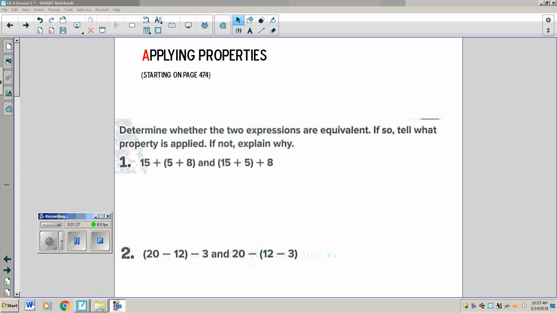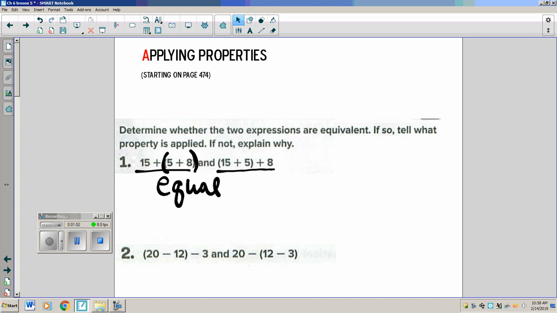Now get your textbook, turn to page 474. It looks a little different. I just copied these out of there. So number 1, determine whether the two expressions are equivalent. If so, tell what property is applied. If not, explain why. 15 plus 5 plus 8, 15 plus 5 plus 8. Notice that the parentheses just moved. They are equal. That is the associative property.